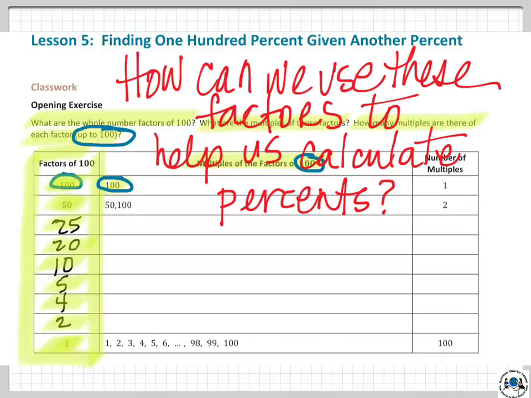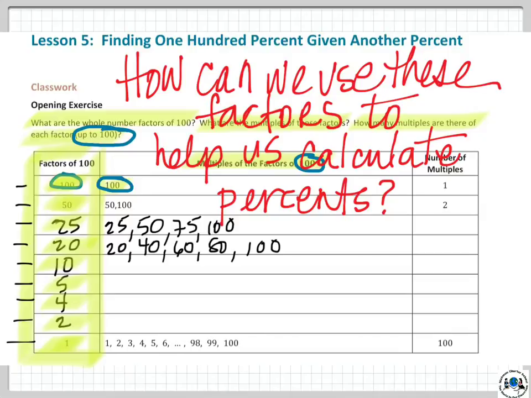Hopefully you had that. There are the factors. How many factors are there of 100? We have 1, 2, 3, 4, 5, 6, 7, 8, 9. So 9 factors of 100. Now, if we write the multiples of those factors, again up to 100, that's all we are concerned with. You can see 25 has 4 multiples up to 100. 20 will have 2, 4, 5.